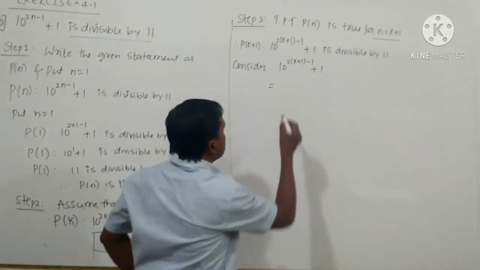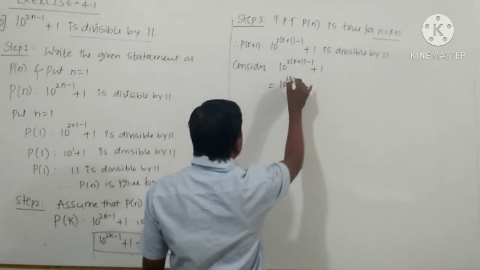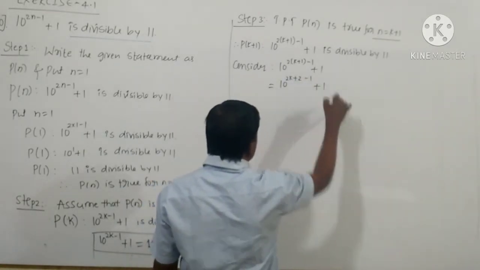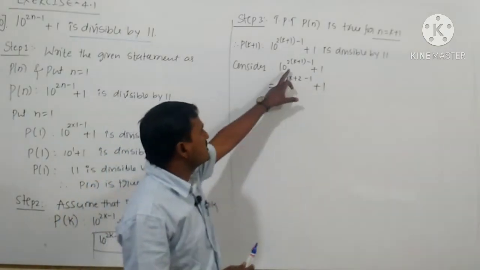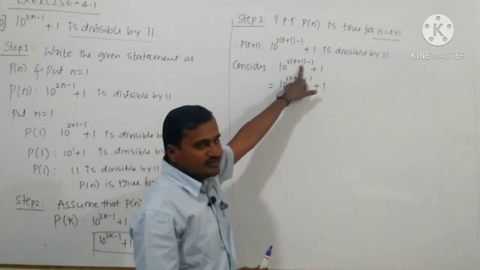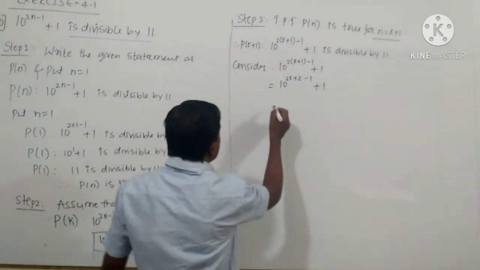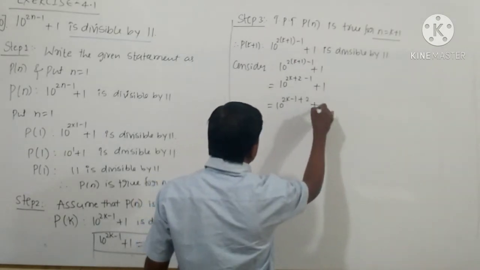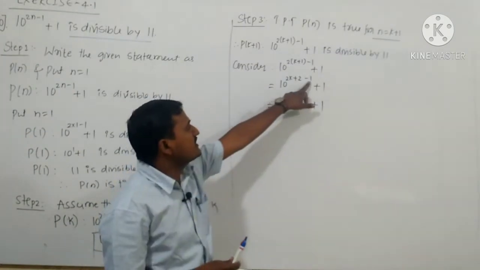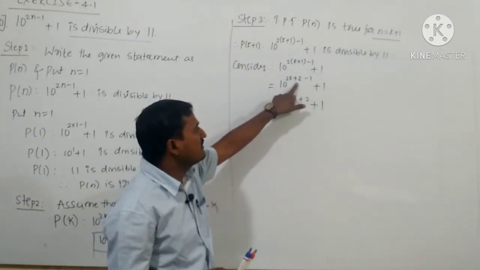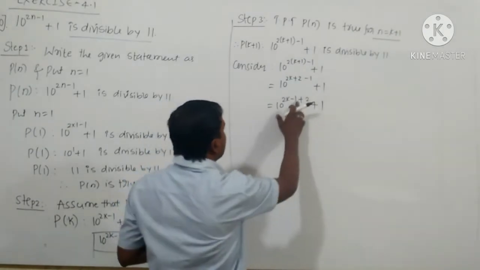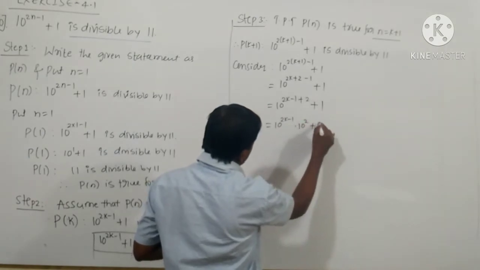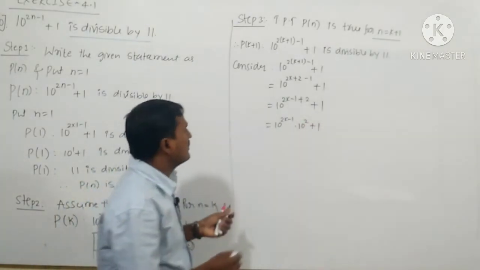So how will we write this one? Simplify this one. So 10 to the power 2k plus 2, and here it is minus 1 plus 1, whether it is right or wrong. Here I have multiplied this 2 into this bracket. So again simplification: 10 to the power 2k minus 1 plus 2 plus 1. Here this minus 1 I have written first, after that I have written 2. Okay, right. So again I will write like this, 10 to the power 2k minus 1 into 10 square plus 1. Check whether it is right or wrong.